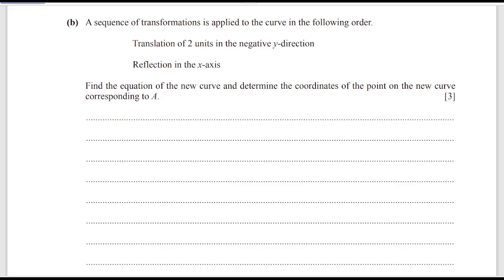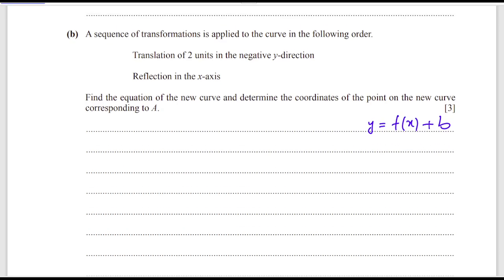A vertical translation is simply denoted by these types of expressions. If there is a constant outside f of x, like plus b or minus b, then this constant represents a vertical translation. If b is positive, the graph will be shifted upward. If b is negative, the graph will be shifted downward. So here we have to shift the graph 2 units downward. So the equation of the new curve becomes y equals k sine of 1 over 2 x, minus 2.